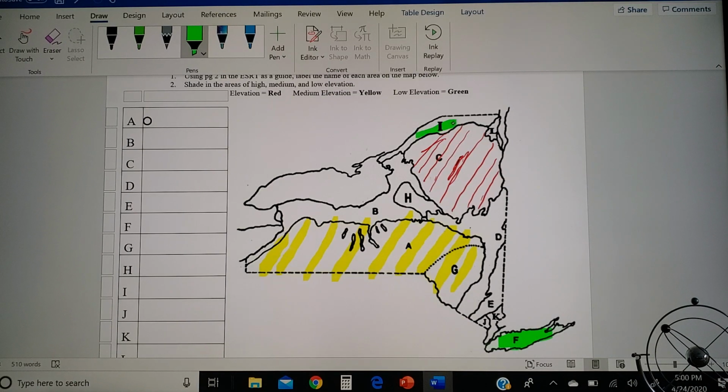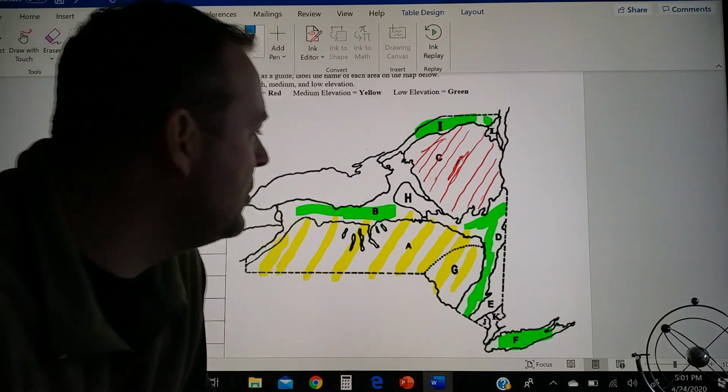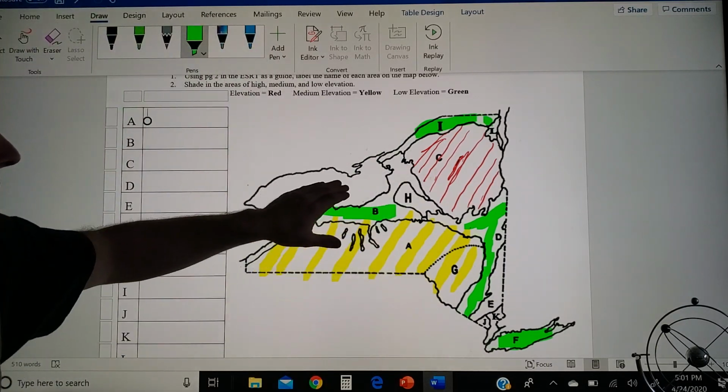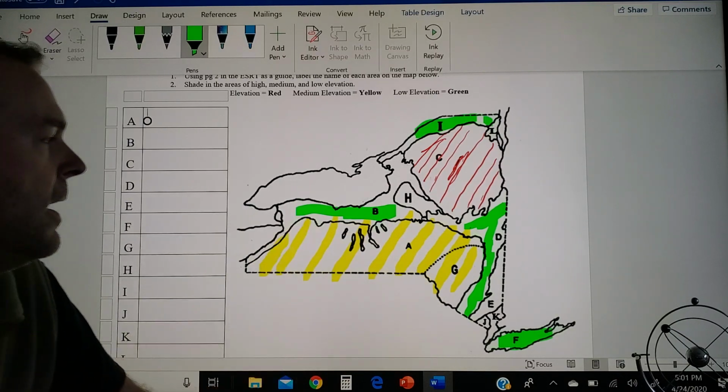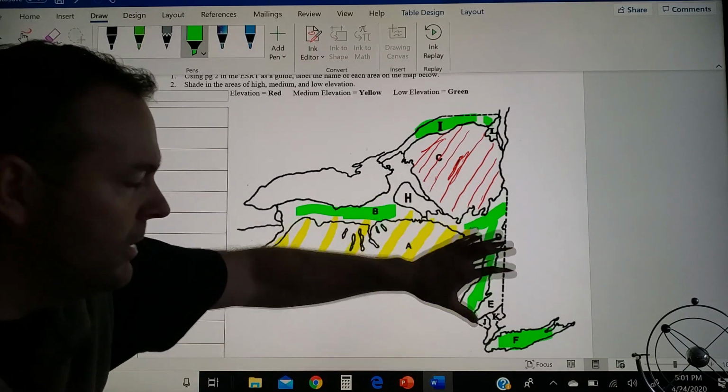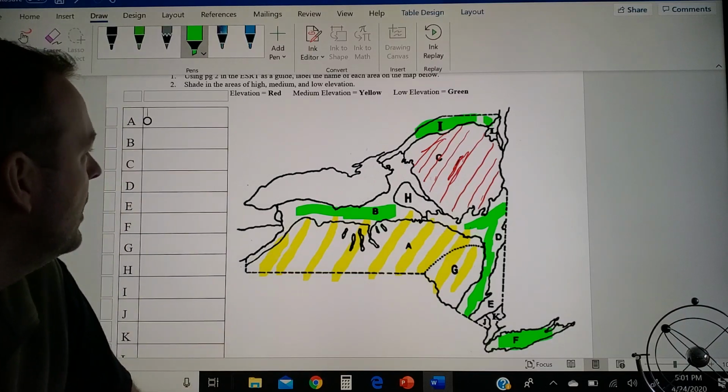Up here is another lowland. And here is a lowland. Right over here as well. But anyway, this should be all colored in with the exception of the lakes, of course. But all these other landscape areas should be shaded the appropriate color. All right?